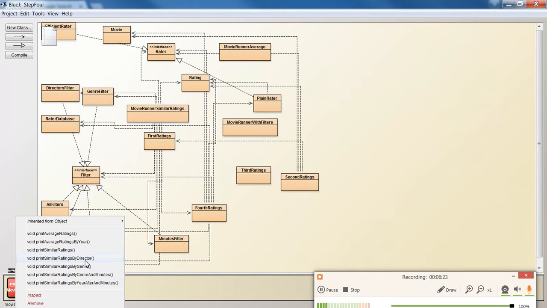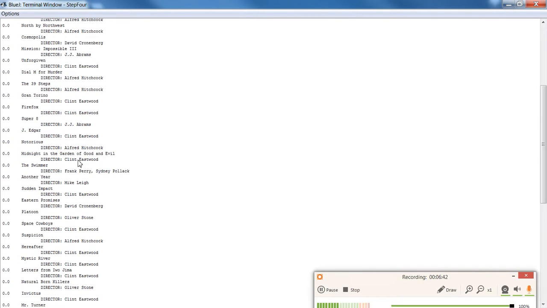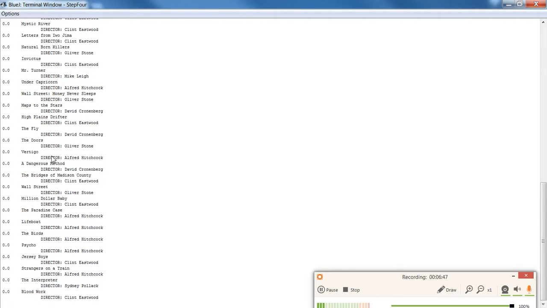Say we are interested in movies by directors. The directors we are interested in include Clint Eastwood, Hitchcock, Pollock, Oliver Stone, and this is the list we get. These are the movie ratings, movie names, and their directors. So Star Trek has a very huge rating. Mission Impossible is so far unrated in our database. So is Blood Work, which was made by Clint Eastwood, and The Interpreter as well.